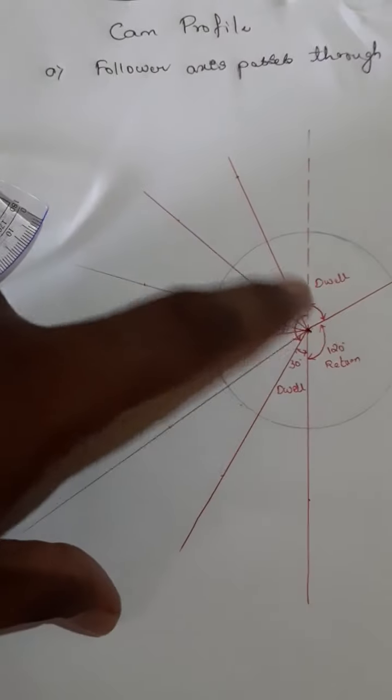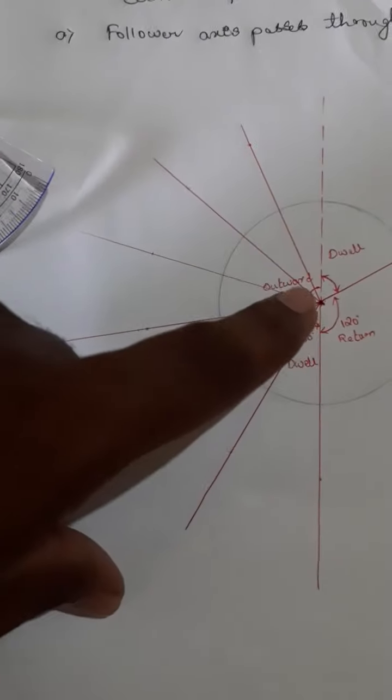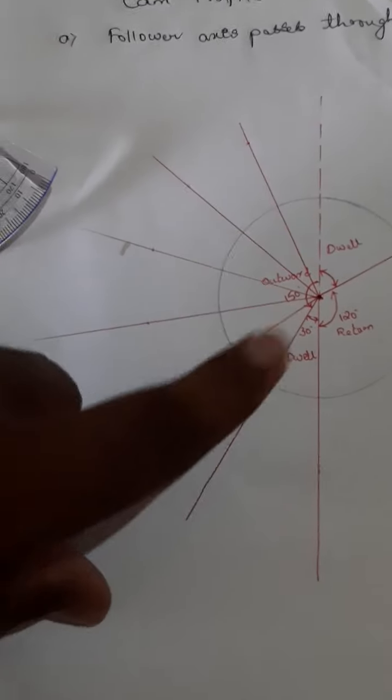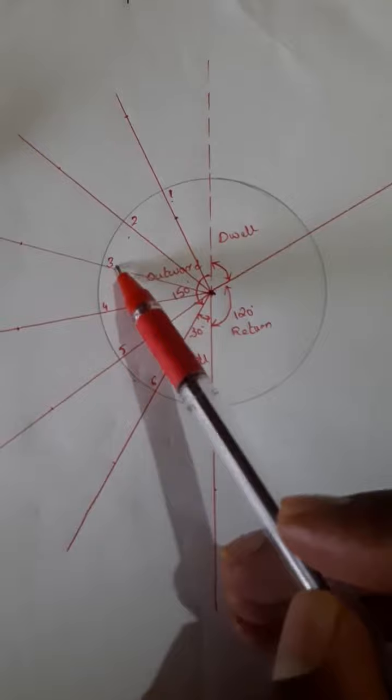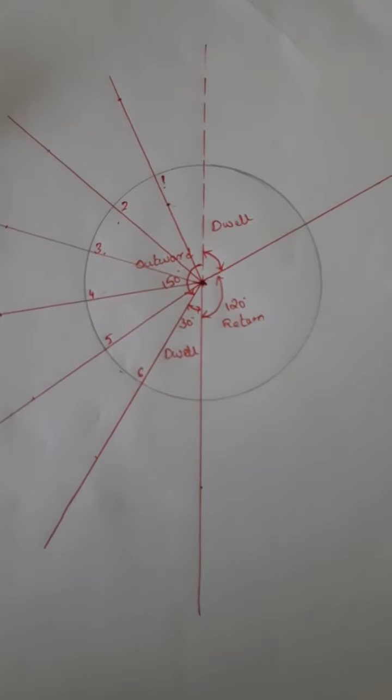After dividing, draw radial lines from the center to each of these points. Name them 1, 2, 3, 4, 5 and 6.